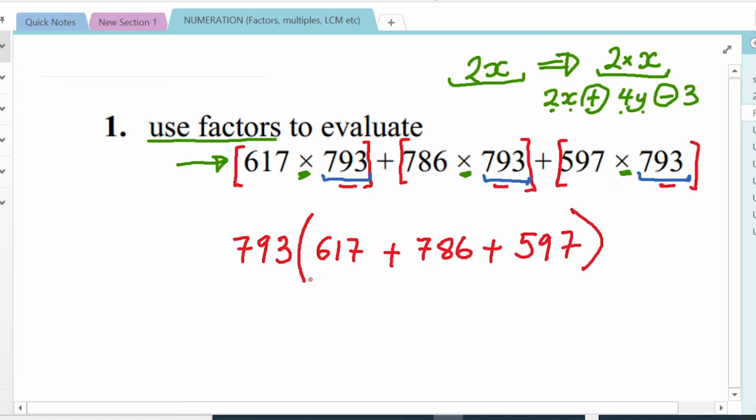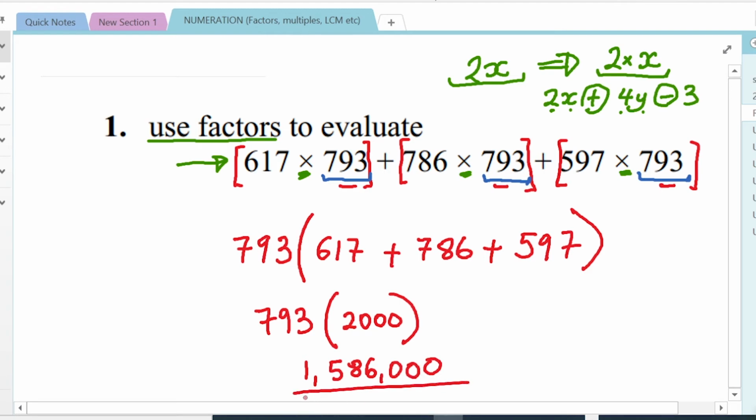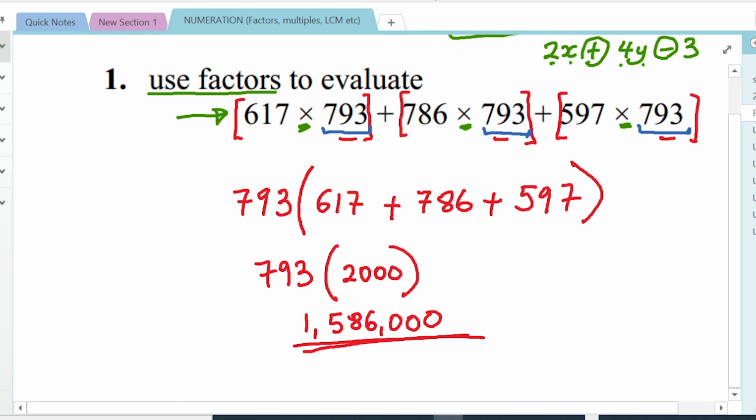So once you have used factors to break it down like that, the rest is just math. So it becomes 793 into, you add up the things that are in the brackets, you can use your calculator. So it's 2000. Of course 2000, multiply that by 793, you end up with 1,586,000, and that's your answer, like that. So that's how we go about that. Here they are saying use factors to evaluate. Sometimes they can simply just tell you without using a calculator, evaluate. That's how we go about that one.